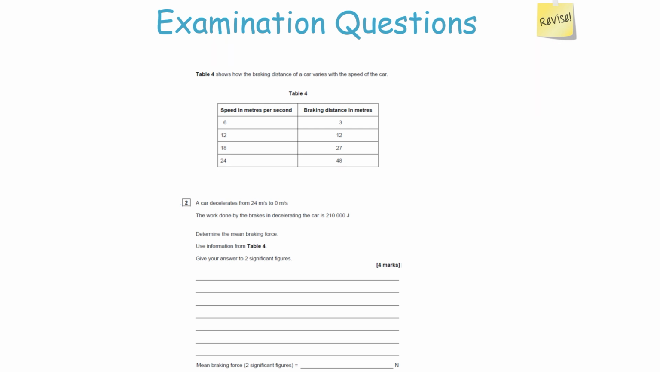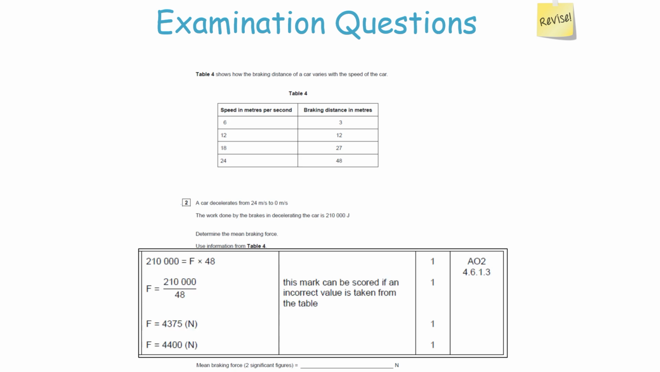Right, so how do you answer this particular question? Well, the first thing to note is that you're given the work done in this particular situation, and you're also given the braking distance. So you see that you've got a work done and you've got a distance. So if you think of the equations for this exam, the one we're going to be using is work done is equal to force times by distance in the direction of the force. So what the first thing you do is you sub those directly in. So you say 210,000 is equal to F times by 48.